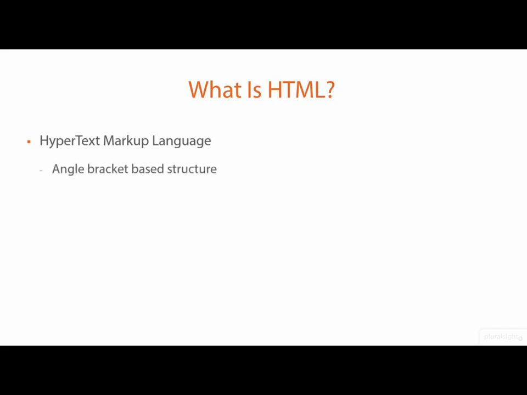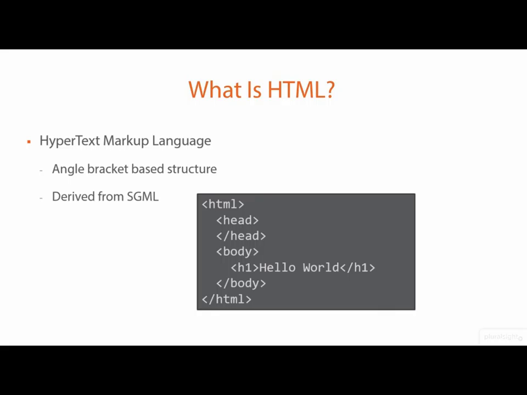It's an angle bracket-based structural language for describing what a web page looks like. It is derived from SGML, so it has a long history of being a markup language. We can see that angle brackets are used to create a hierarchy or a parent-child relationship with containing elements. The HTML contains both a head and a body section, and the body contains an H1 section.